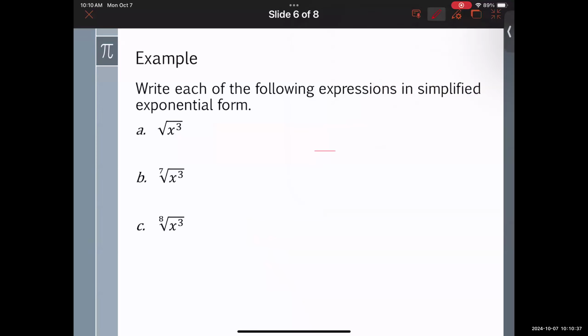So we have the square root of x to the third. See if we can do this again. That is the numerator. The index is the denominator. So this is what? X to the 3/2? Yep. What's this one gonna be then? X to the 3/7. And what's this one going to be? X to the 3/8.